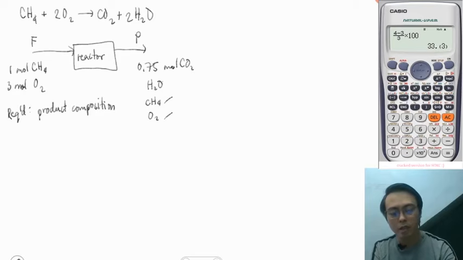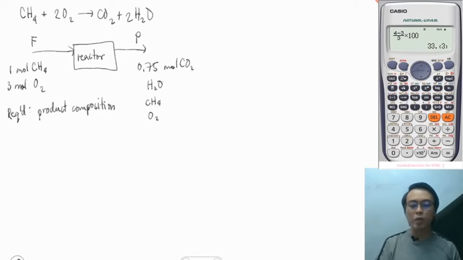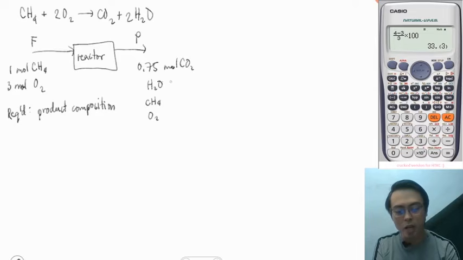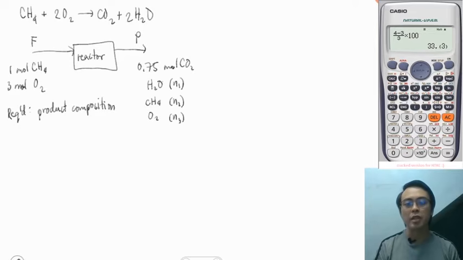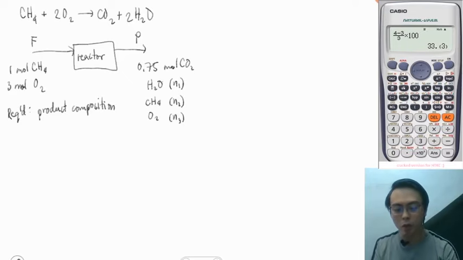Okay, so let's begin. We are required to determine the product composition. Now in this case, for us to determine the product composition, we have to determine how much water, how much methane, and how much oxygen is in the products. So let us name this with variables N1, N2, and N3. So this designation would help us in the building of our extent of reaction balances. Okay, so let's begin. Let's go ahead with our extent of reaction balances.